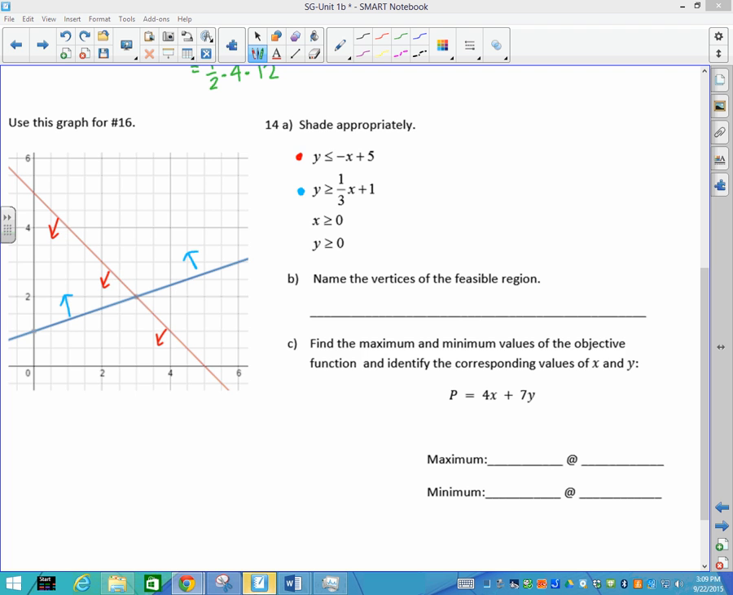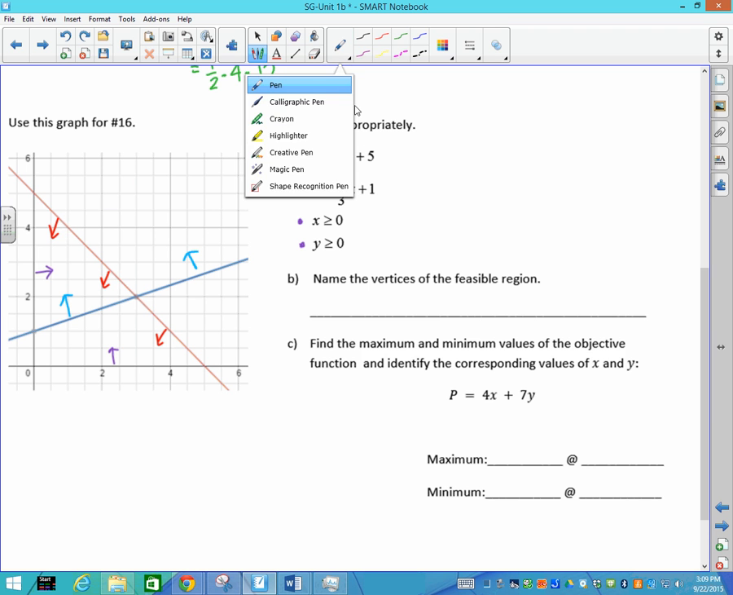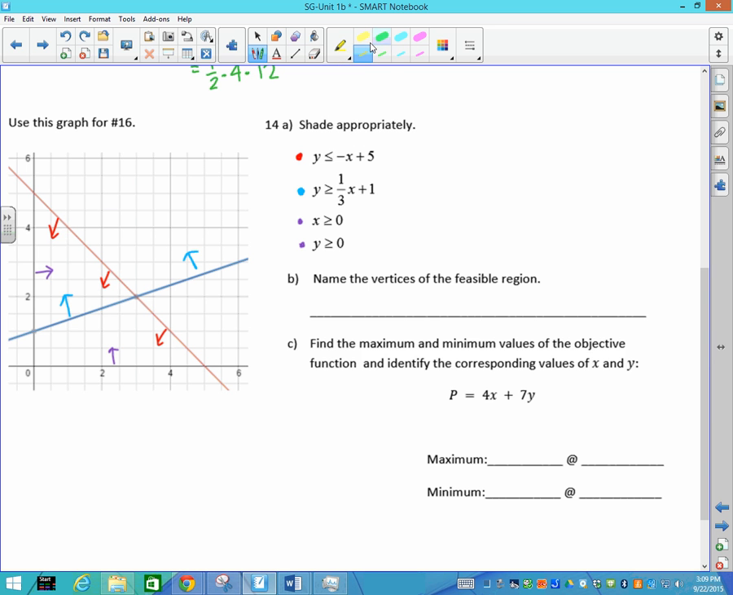And then we still have our x and y. X is greater than 0 is going to be this right here, and y is greater than 0 is going to be that right there. And that, of course, doesn't affect anything because you can see that I have a bounded region. So my region is going to be this right here.